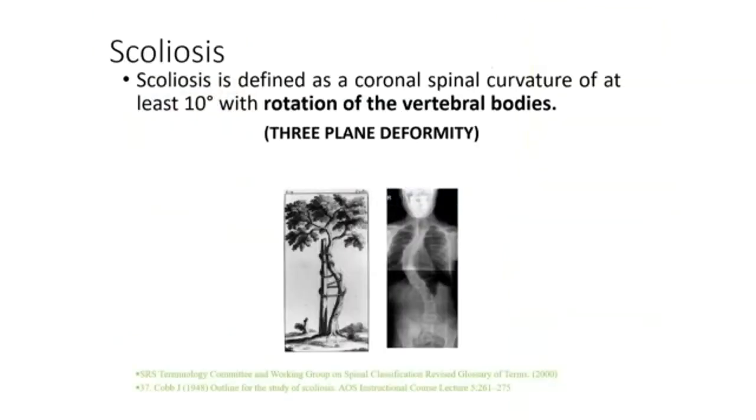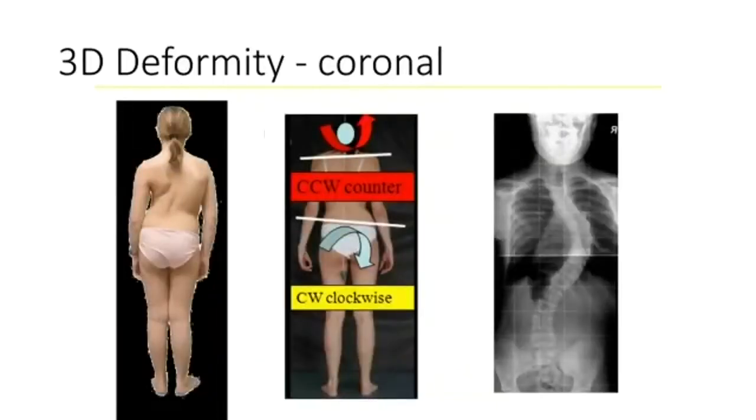Scoliosis in general is defined as a coronal spinal curvature of at least 10 degrees with rotation of the vertebral bodies. This is the common definition for scoliosis. But we have to note all the time that it's a three-dimensional deformity. It's not a lateral curvature. It's a lateral curvature with some rotation. So usually it's a three-dimensional thing.